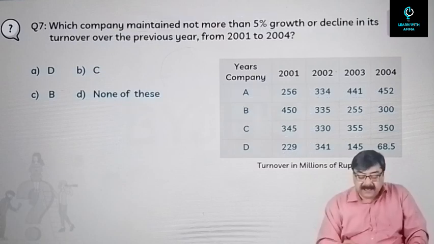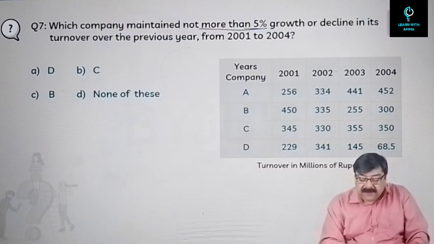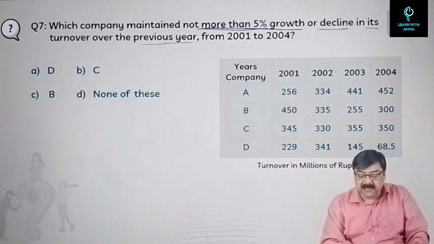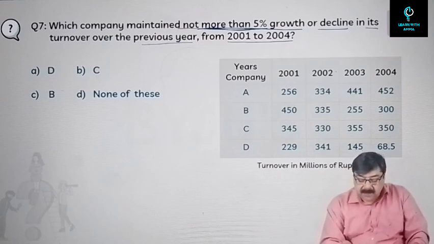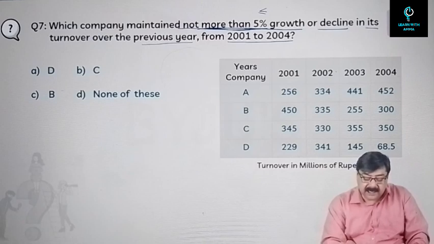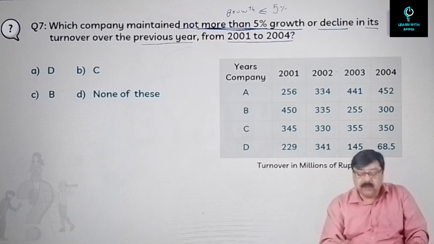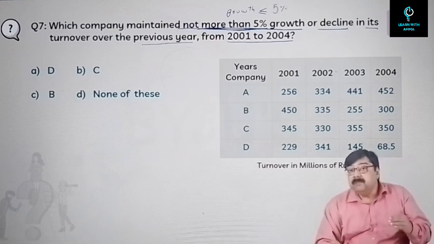Now, which company maintained not more than 5% growth or decline in its turnover over the previous year from 2001 to 2004? Not more than 5%. So the maximum here is 5%. So whatever, let us say, is growth over the previous year, it has to be less than or equal to 5% over the previous year.